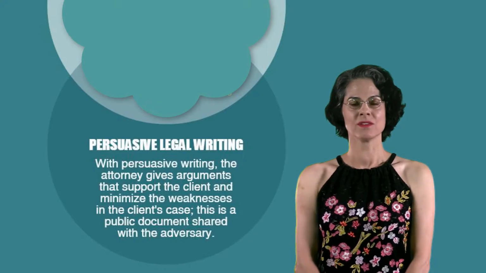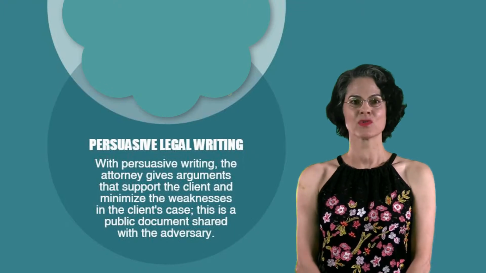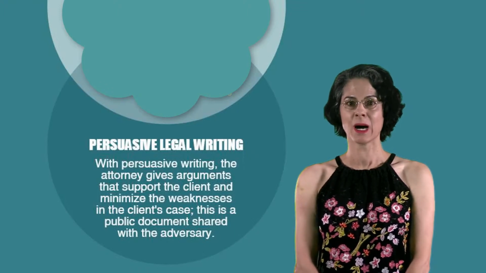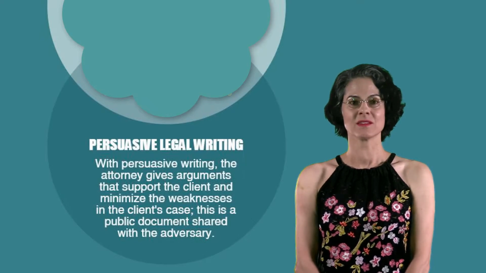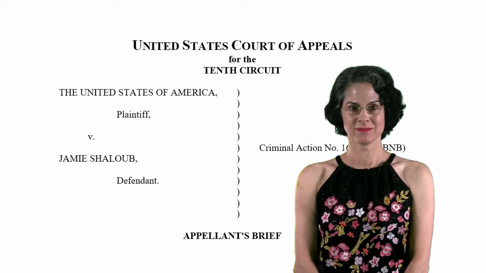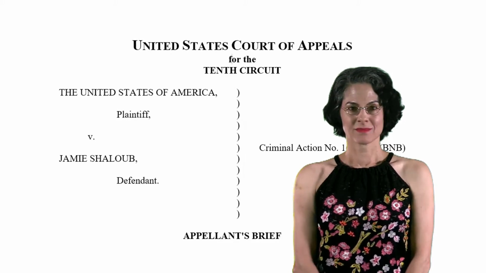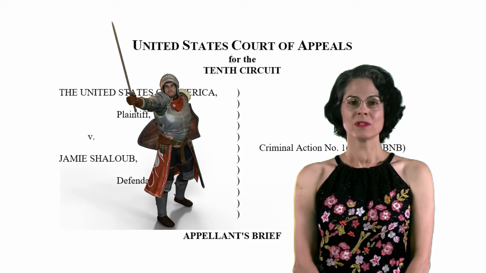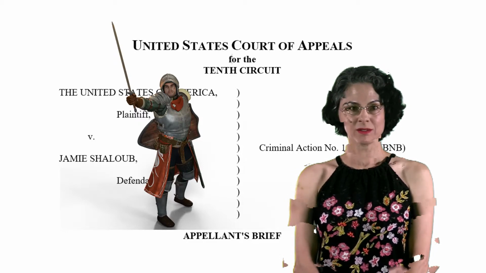Before I close, I want to define another phrase, persuasive legal writing. Persuasive legal writing is basically the opposite of objective legal writing. It takes place in a document we call a brief. This is a public document. It's filed with the court. It's shared with the adversary. The goal is to argue only the client's side of the case, to highlight the strengths and minimize the weaknesses.